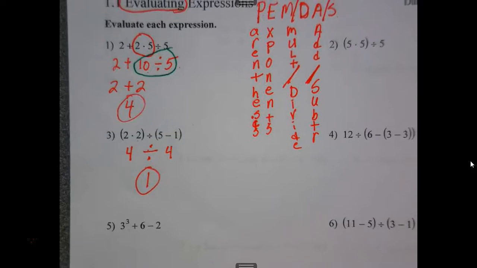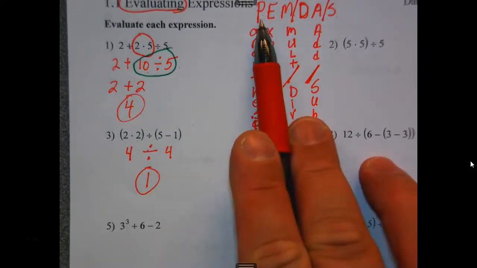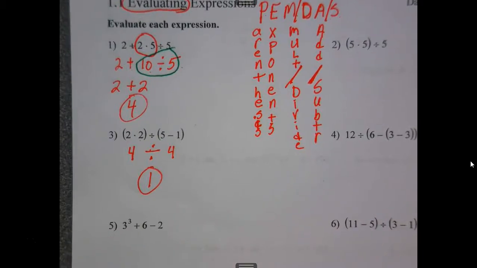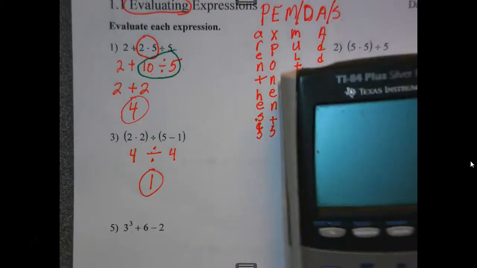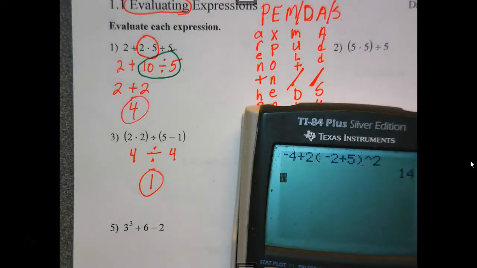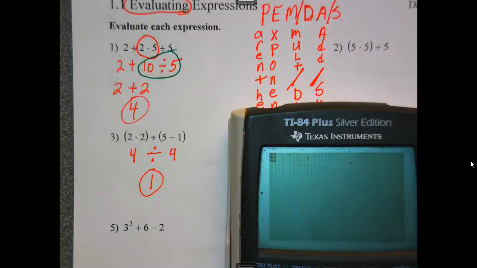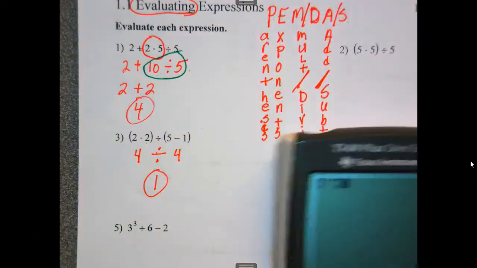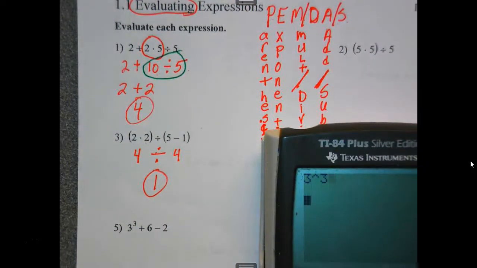Okay, number 5. No parentheses. Next one, exponents. So I have an exponent here, 3 cubed. Now, does everybody know how to do that on their calculators? The caret key. My caret key is right here. So I'm going to raise 3 to the third. 3 raised to the third is 27.